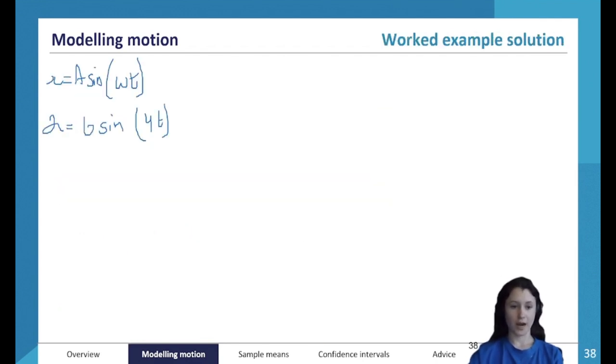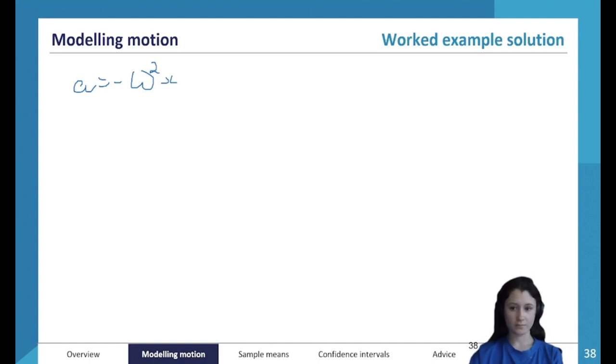So we know that our acceleration is equal to negative omega squared x. Alright. So we know that our acceleration is going to be negative 4 squared multiplied by 2, right, which is negative 32.